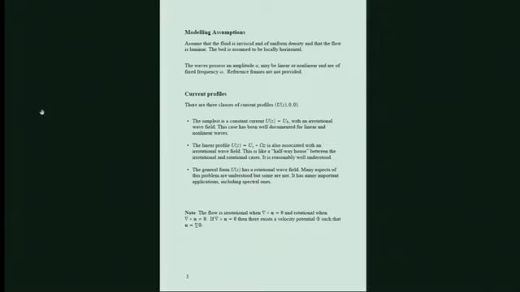Okay, so there are 3 classes of profiles that you need to consider. The first is where you have a constant current, and when you have a constant current, you have an irrotational wave field. So the potential satisfies the Laplace equation and you're on your way. So we know quite a lot about this. We don't know everything, but we know quite a lot about this.